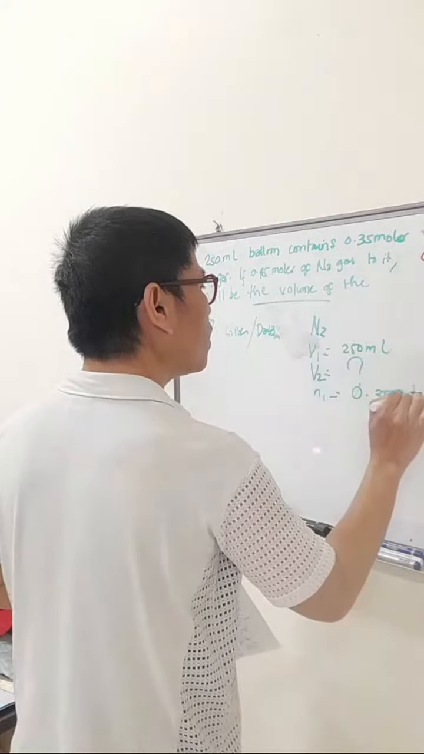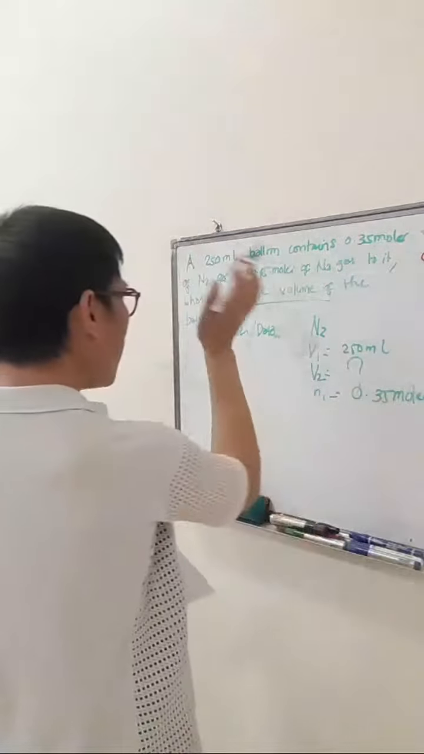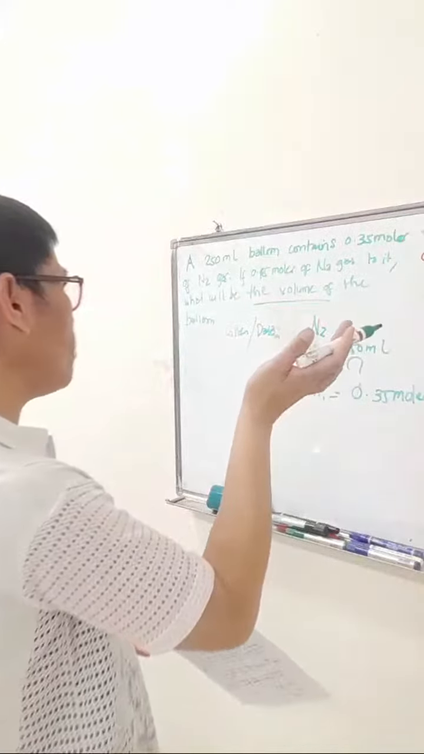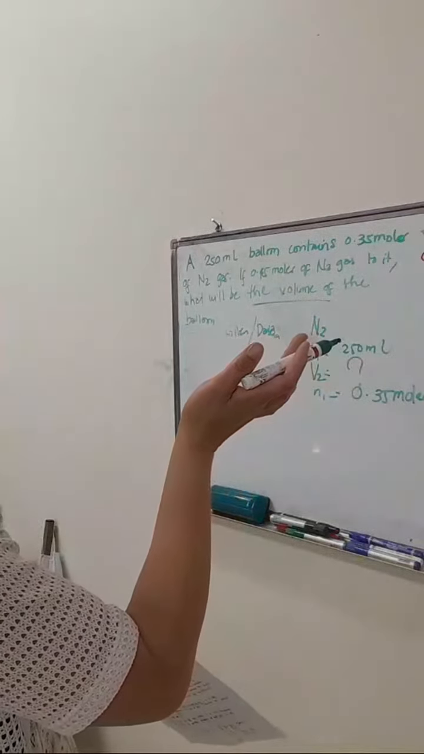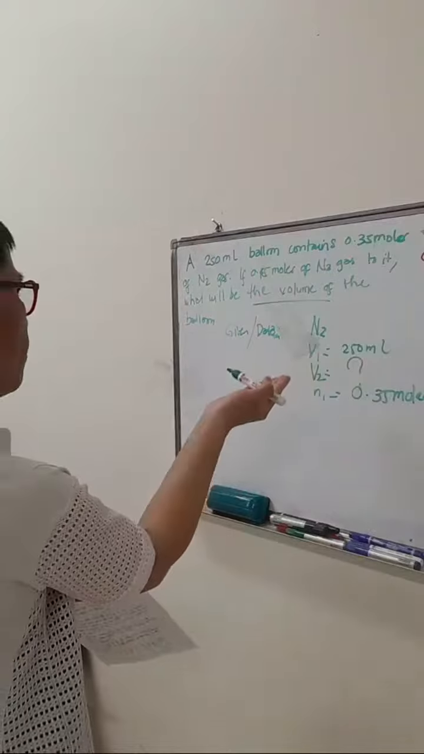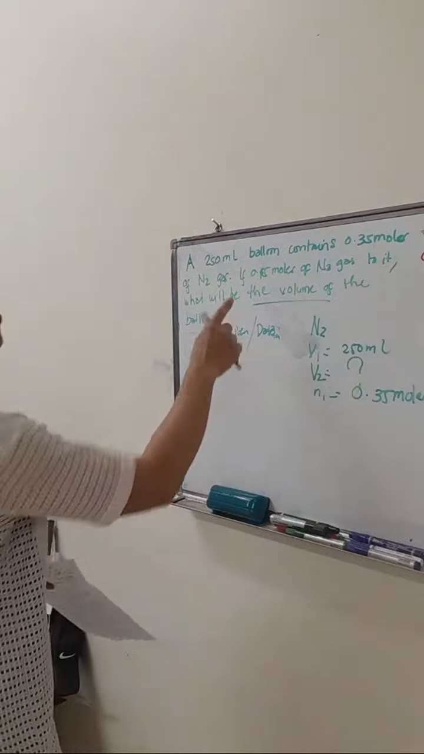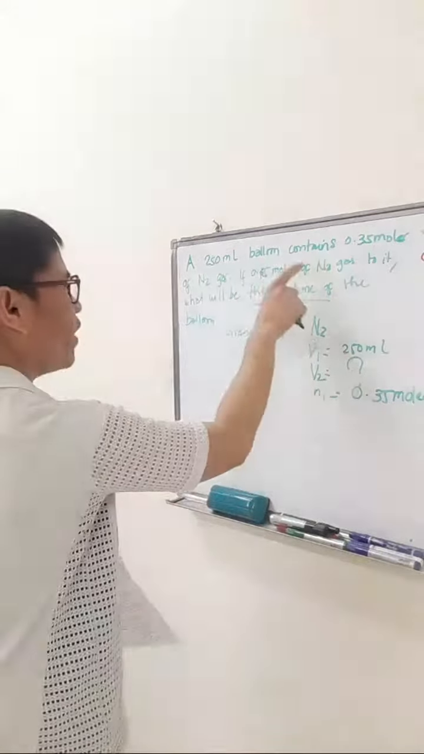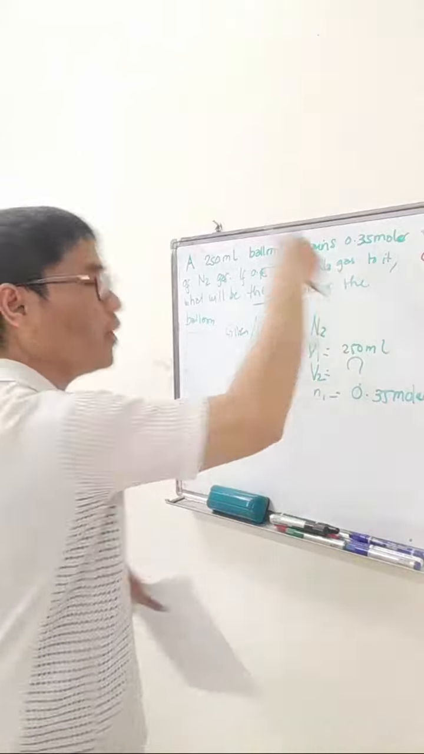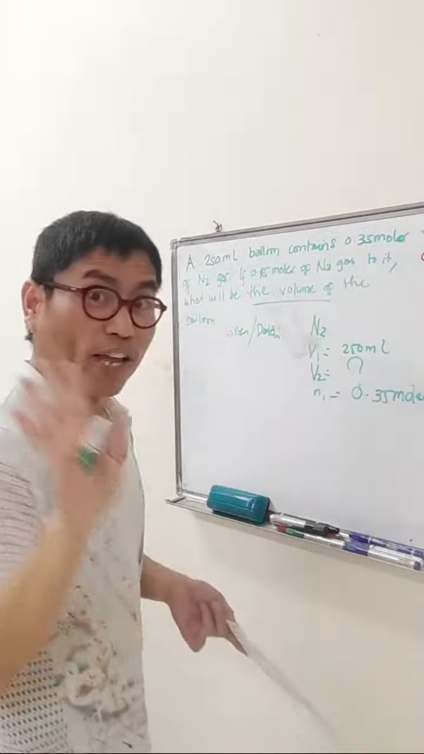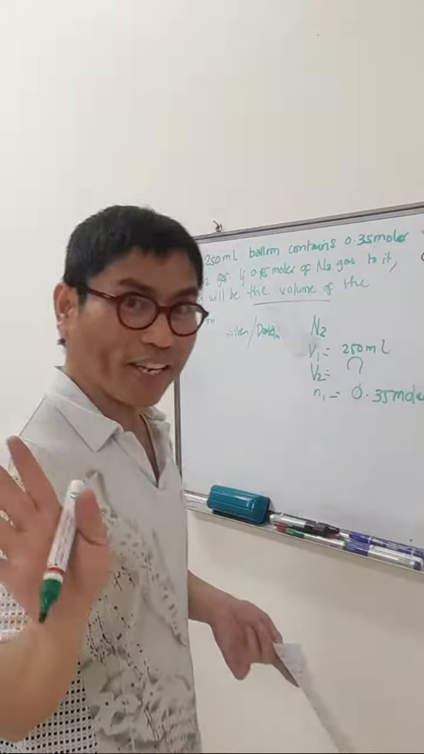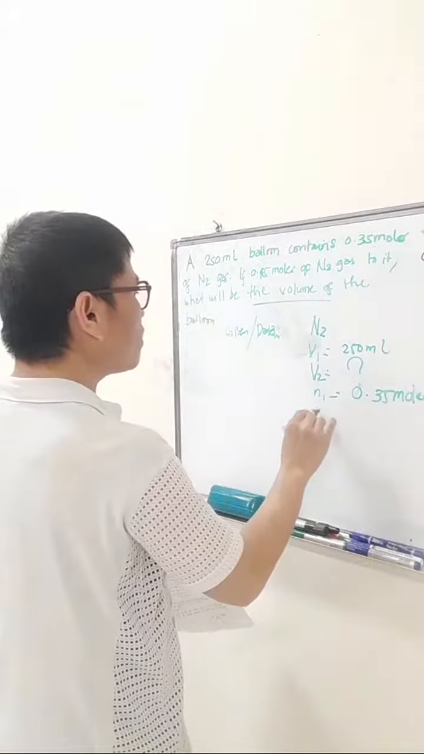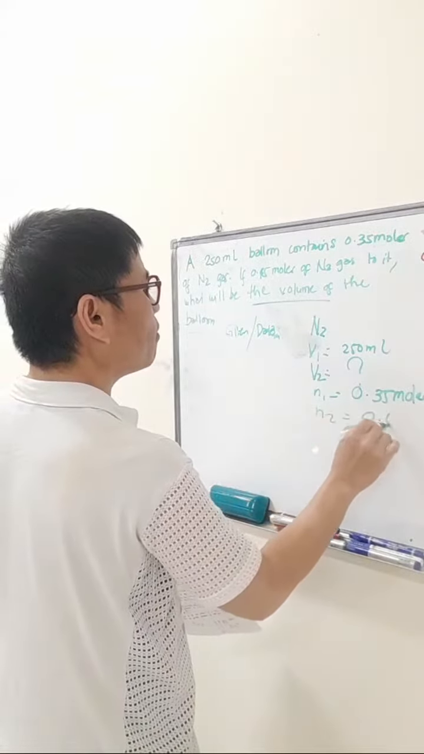0.35 mole. So our N2 in this particular problem will be 0.45, because the second sentence states that 0.45 mole of N2 gas is added to it. The phrasing is very clear. So N2 is 0.45 mole.